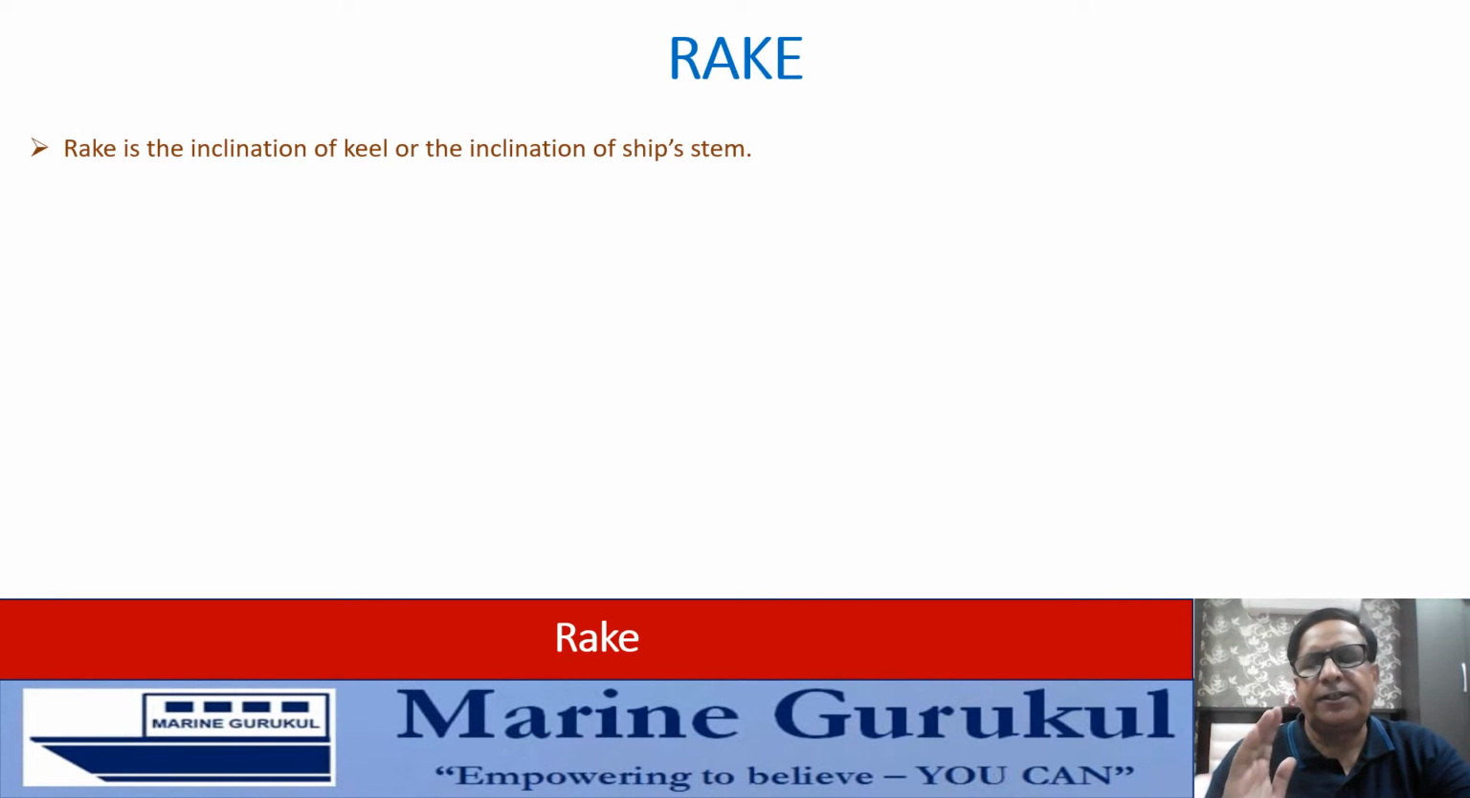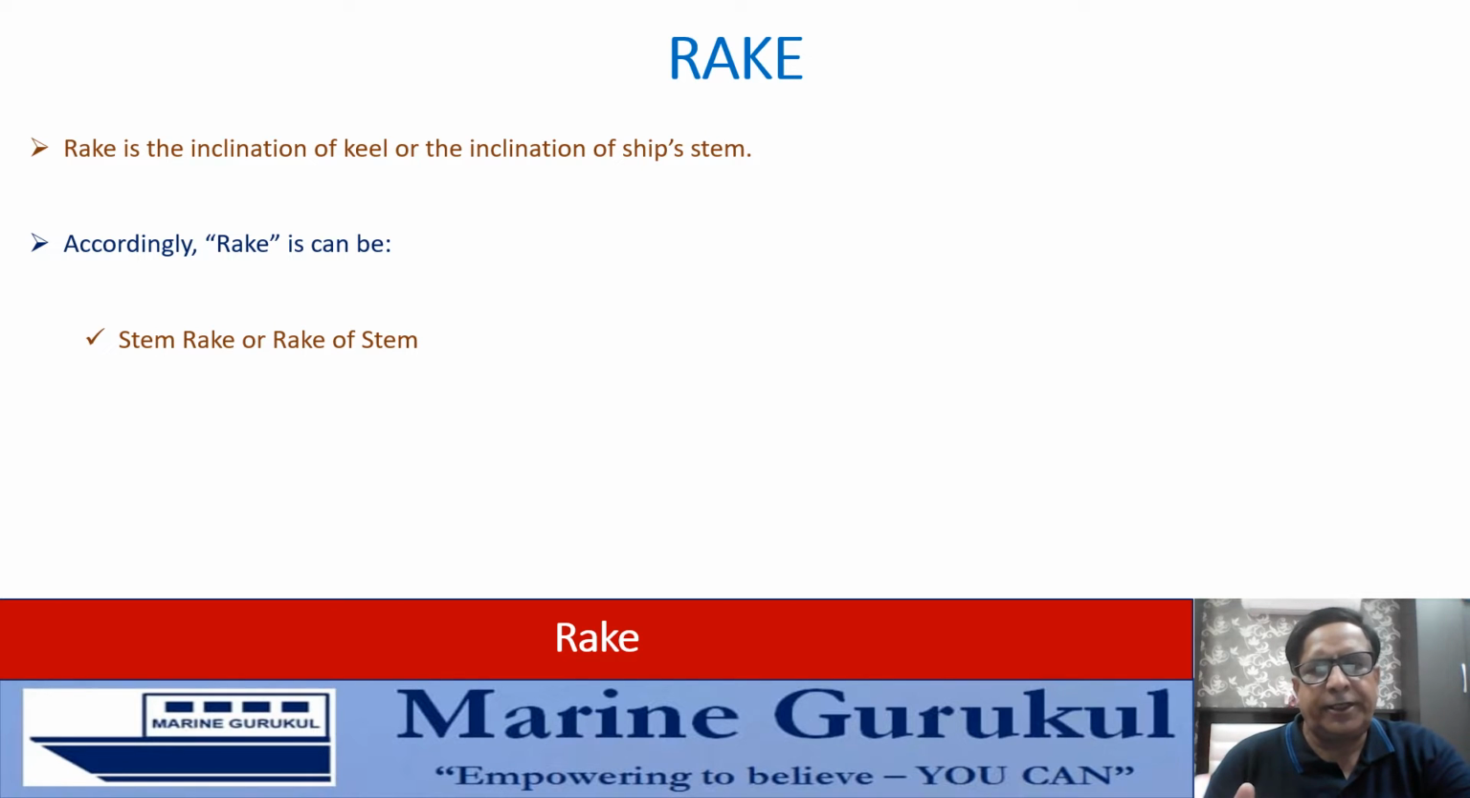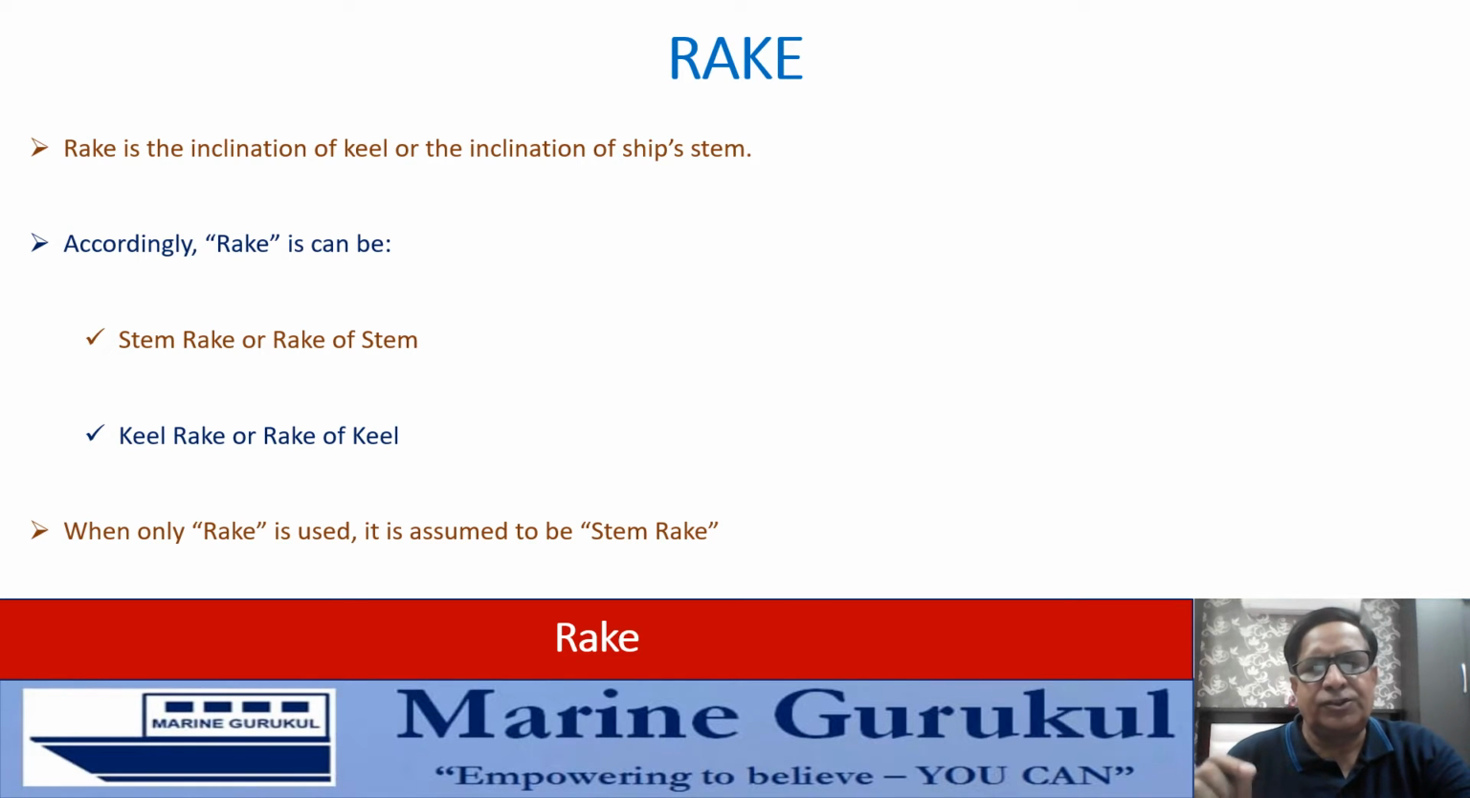Rake is the inclination of the keel with respect to horizontal, or the inclination of the ship's stem with respect to vertical. Accordingly, the rake can be classified as stem rake, also called the rake of the stem, and keel rake, also referred to as rake of the keel. When the term only rake is used, it is assumed to be stem rake or the rake of the stem.